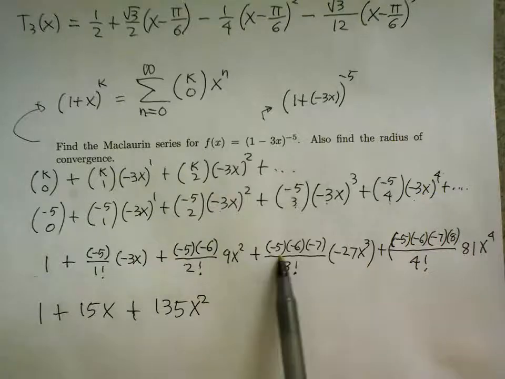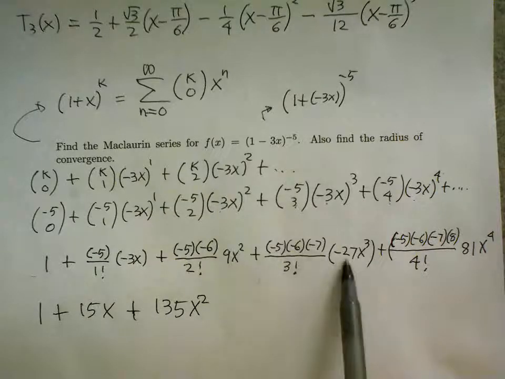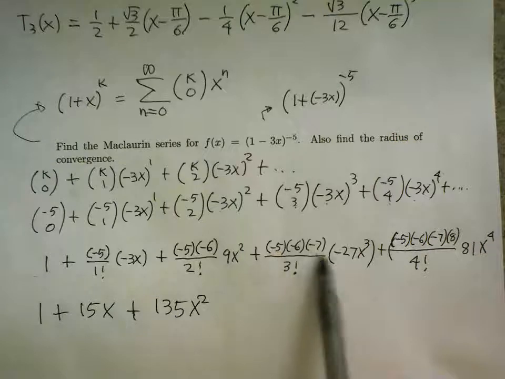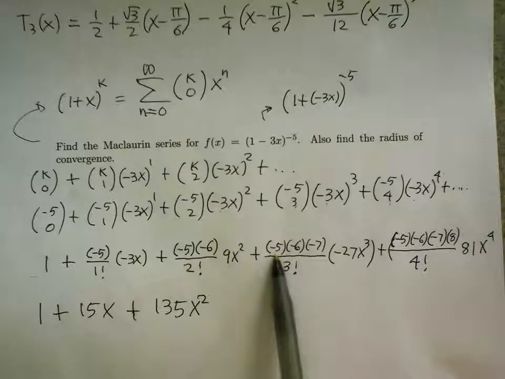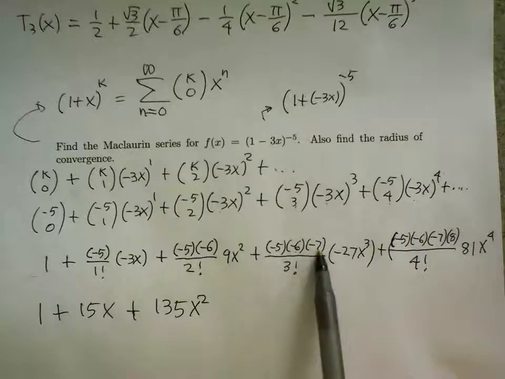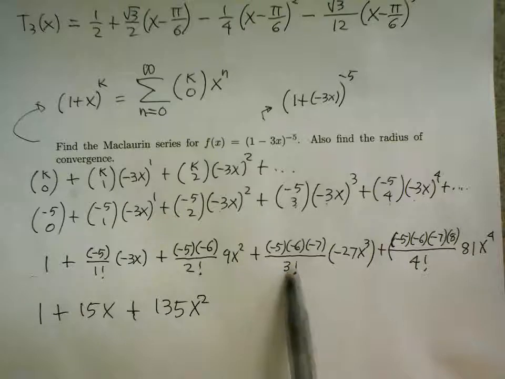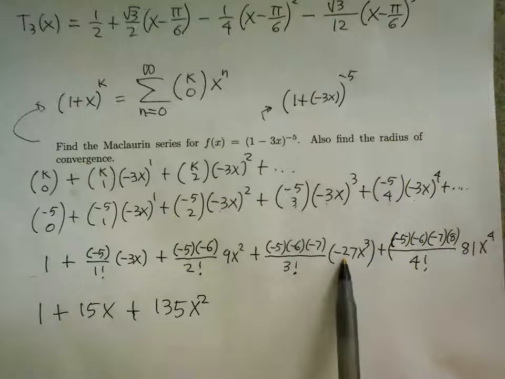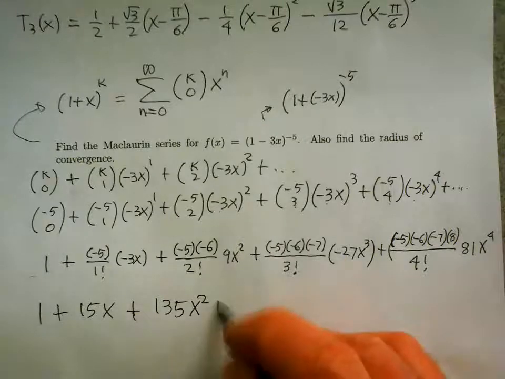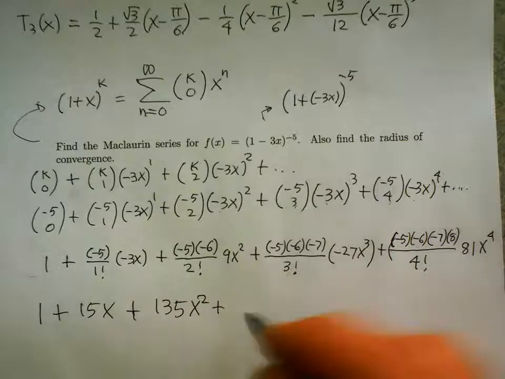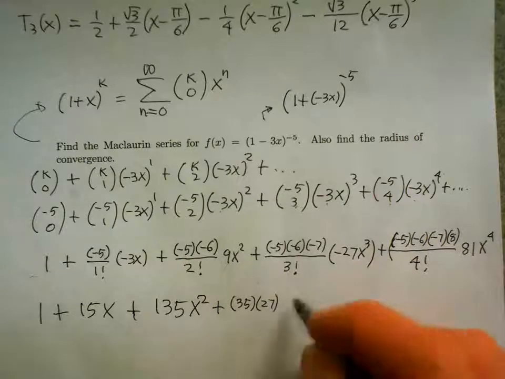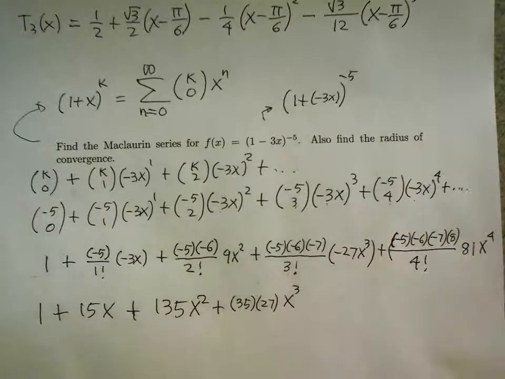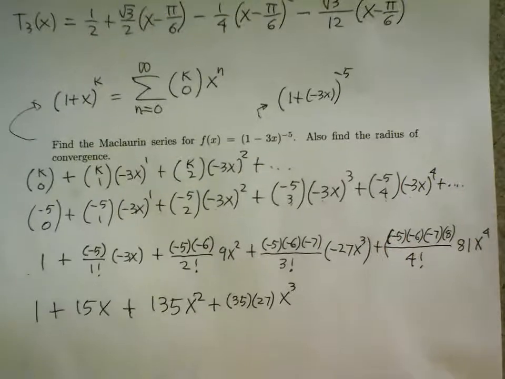And then the next one, the coefficient will be positive again because we have an even number of negative factors. So negative 5 times negative 6 times negative 7 divided by 3 factorial is negative 35. And then negative 35 times negative 27. For now, I'm just going to write 35 times 27. You can figure that out. And then times x to the third.